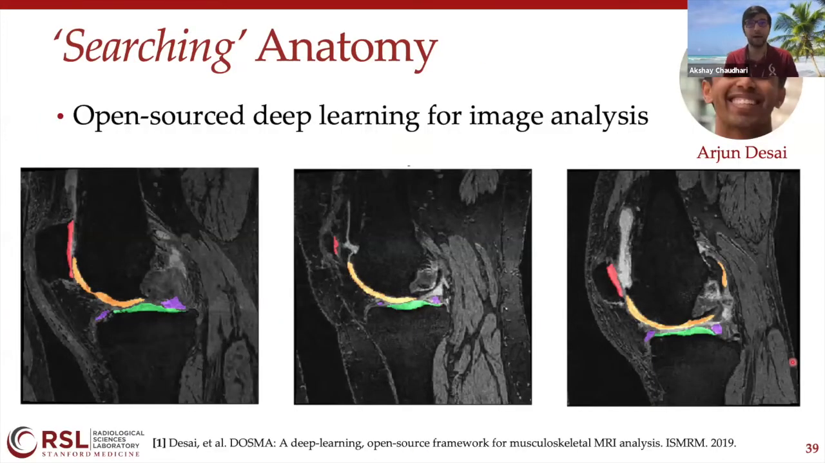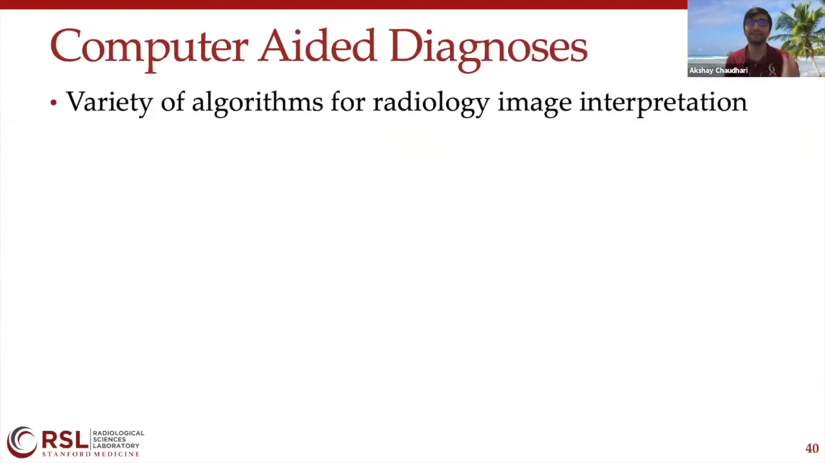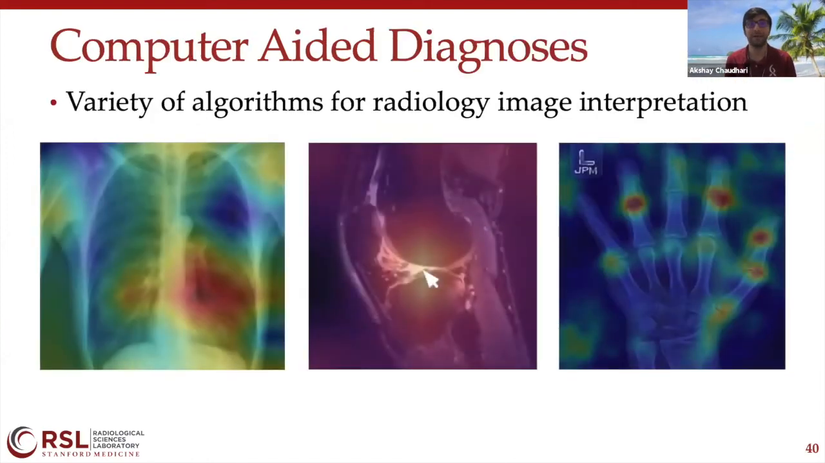For example, with some really nice work being led by one of our students, Arjun Desai, we can come up with automated segmentation to automatically segment out articular cartilage in different regions of your knee joint. We can segment meniscus so that downstream analysis of looking at thickness and looking at T2 becomes much easier. And this can be added with a variety of computer-aided diagnoses algorithms, a lot of which are being developed at Stanford to really help radiologists interpret these images faster.